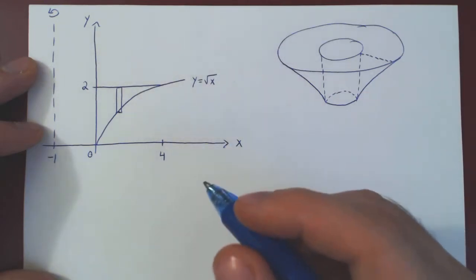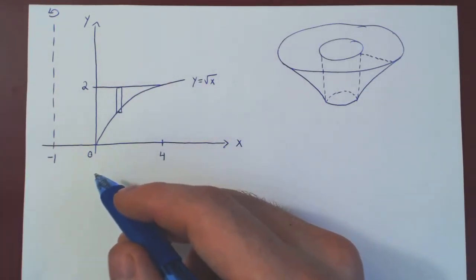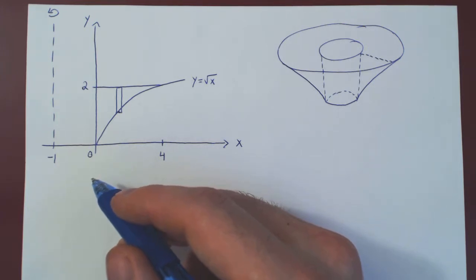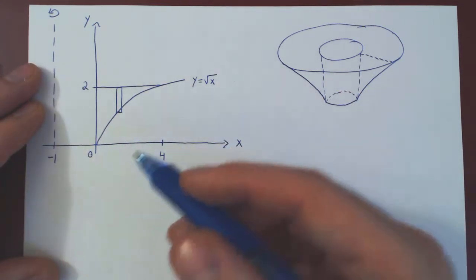If you recall in the previous video, we used horizontal rectangles, which generated for us little washers, and we obtained a volume of 176 over 15 pi units cubed. Let's see, hopefully here, if we get the same answer.